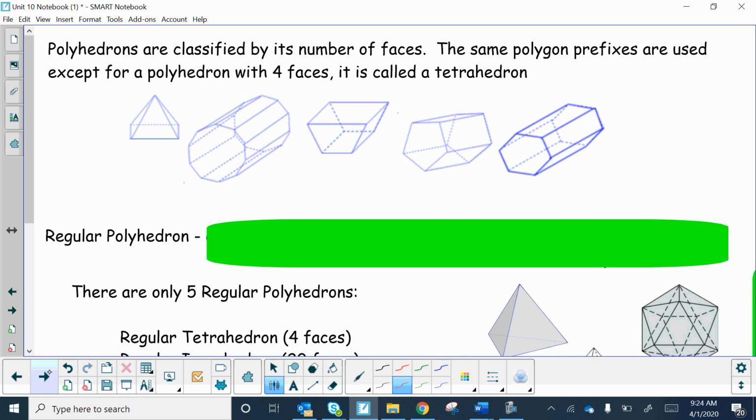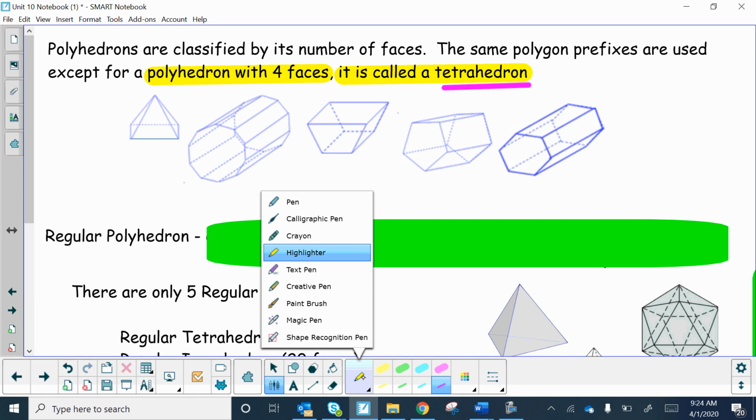Polyhedrons are classified by their number of faces. It's the same polygon prefix that you use. For instance, a polygon with 5 sides we call a pentagon, and then you know hexagon, heptagon, octagon, depending on how many sides it has. Well, same thing goes for its faces. There's only one that is different: the polyhedron with 4 faces. We usually call that a quadrilateral for a polygon, but anything with 4 faces is called a tetrahedron. So that's the only new word right there.